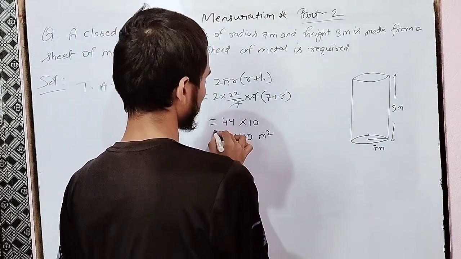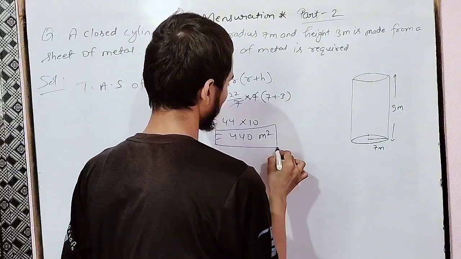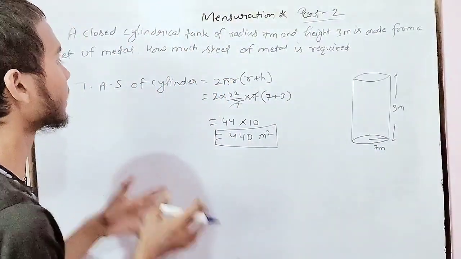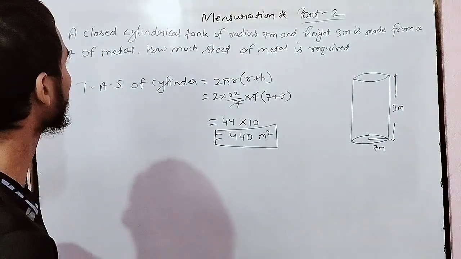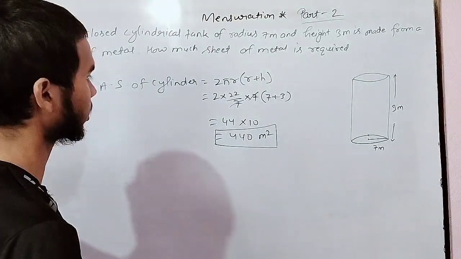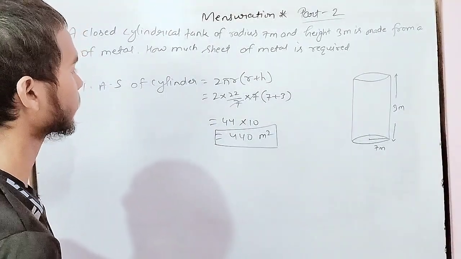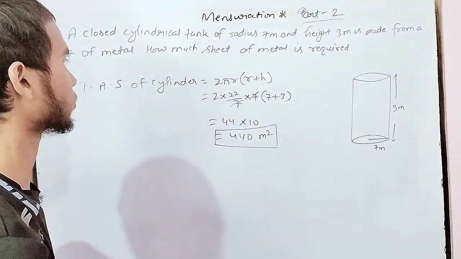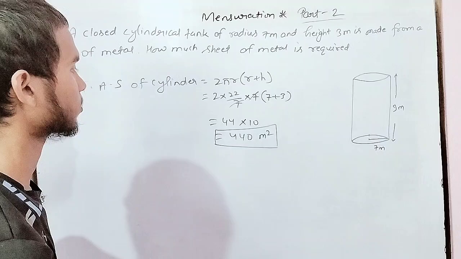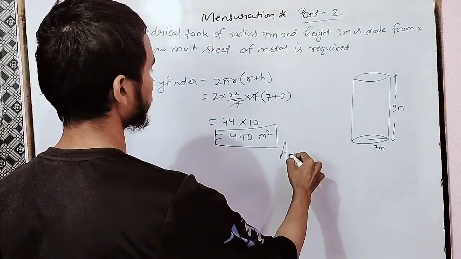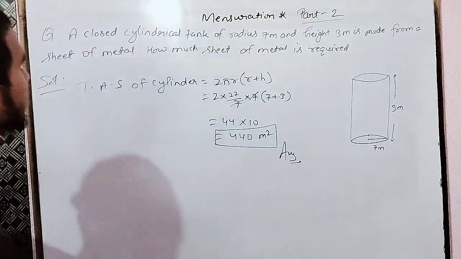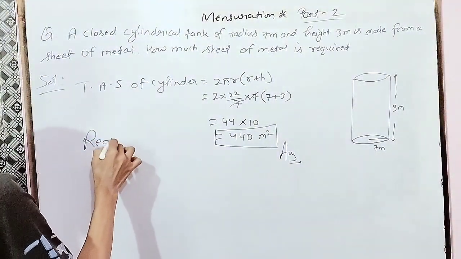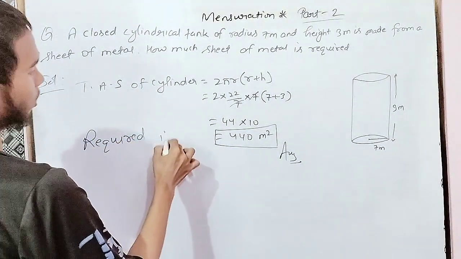This is the requirement of metal to make a closed cylindrical tank. How much metal? 440 meter square. Clear? That is the requirement.